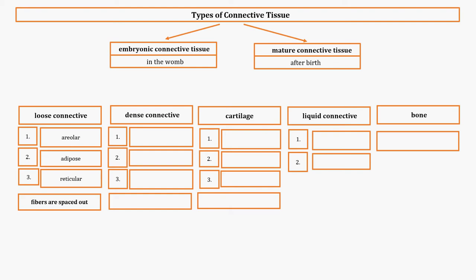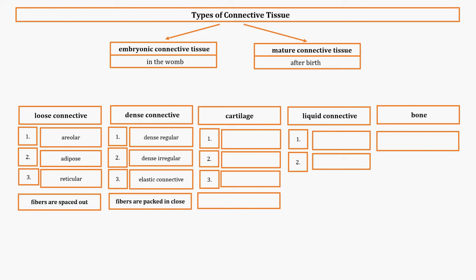Now, we have also dense connective tissue: dense regular, dense irregular, and elastic connective tissue. Now, these are the 3 types of dense connective tissue. Now, why are they called dense? Well, they're called dense because the fibers are packed in close. So the point here is the difference between the loose and the dense is talking about the fibers that are within these connective tissues. That's where the name comes from, is related to how close or packed in are the fibers within these connective tissues.